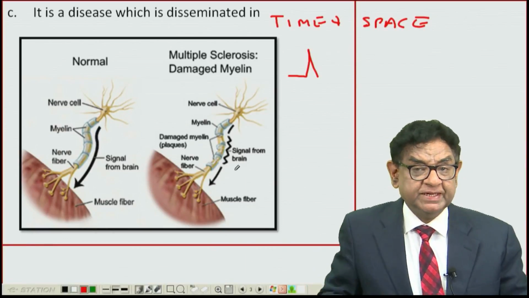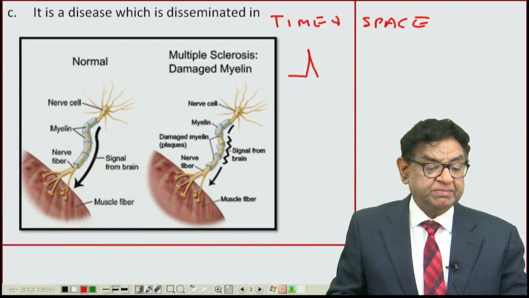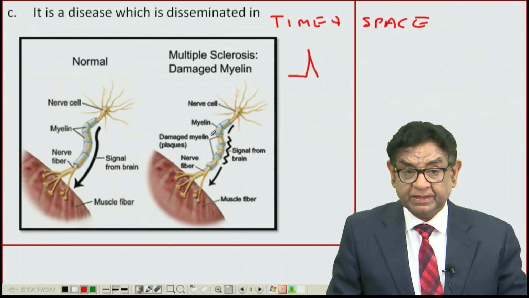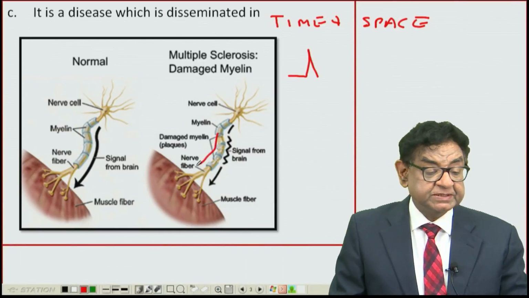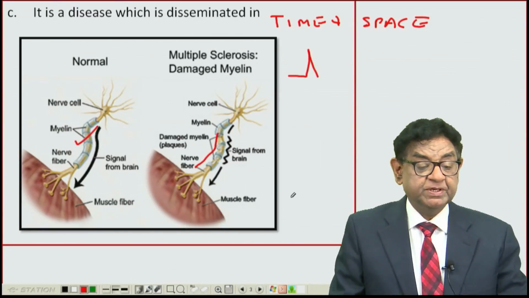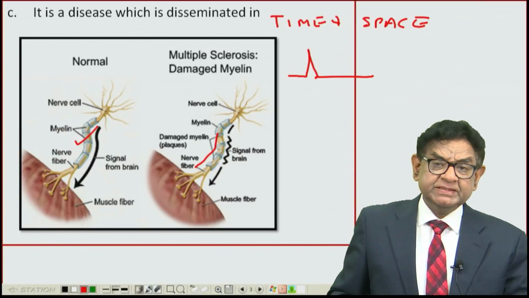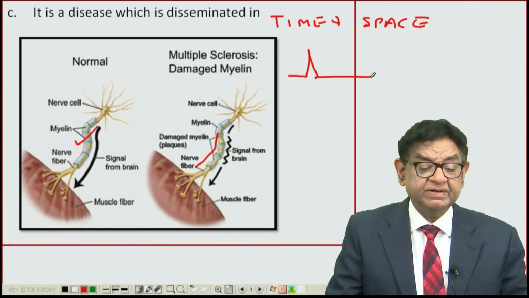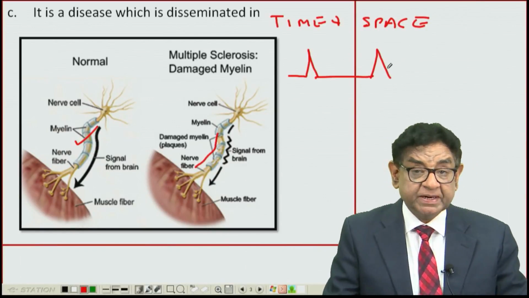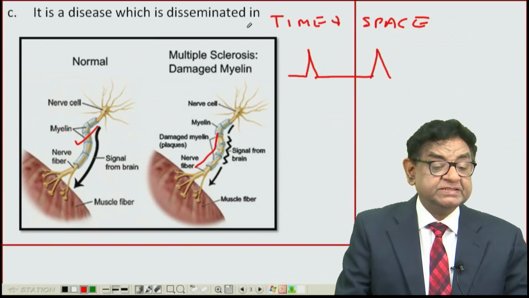Now, one more thing. The good thing about the disease is that the myelin sheath which is broken recovers. It can become like this. So that means the patient will fully recover. But the problem is, again the disease can occur. So this is disseminated in time.